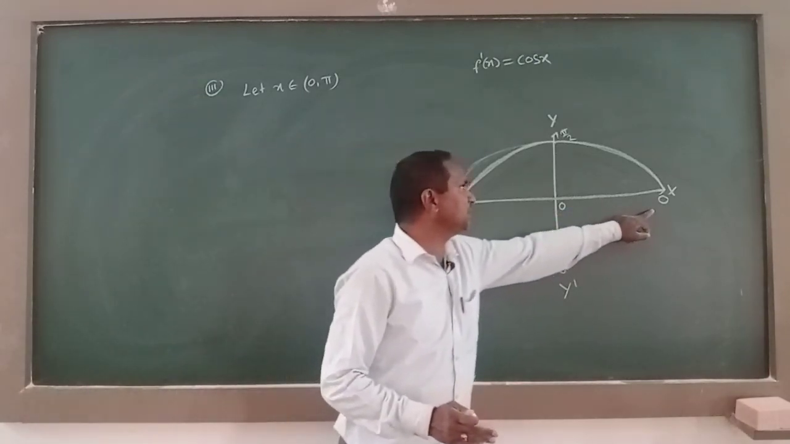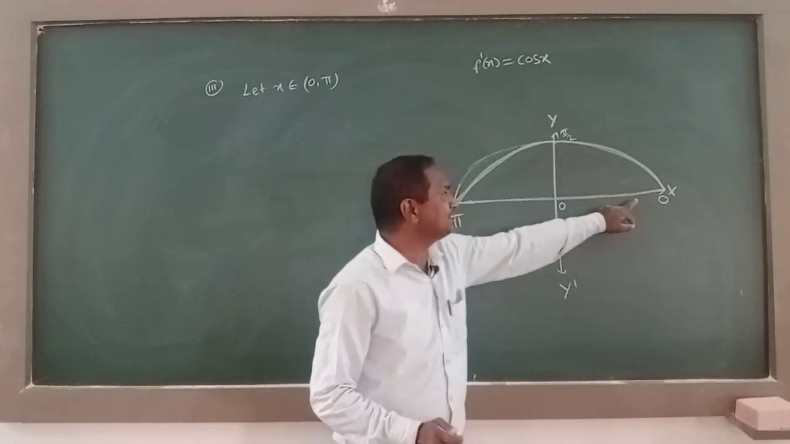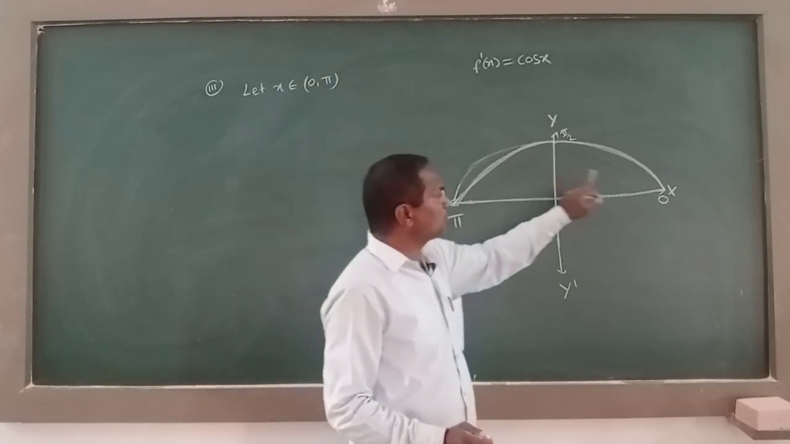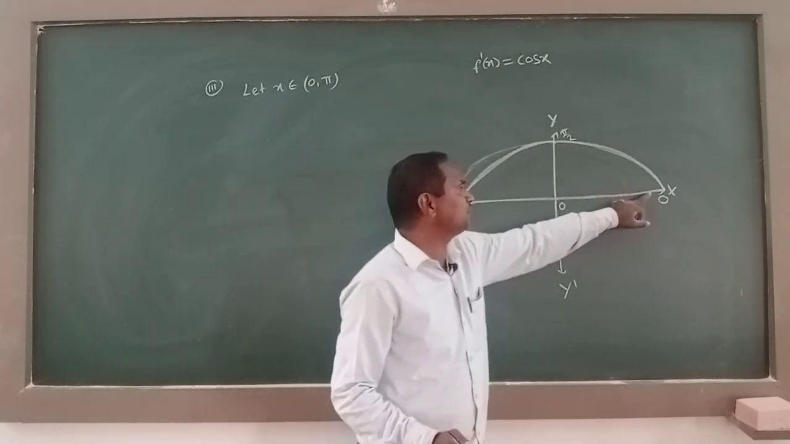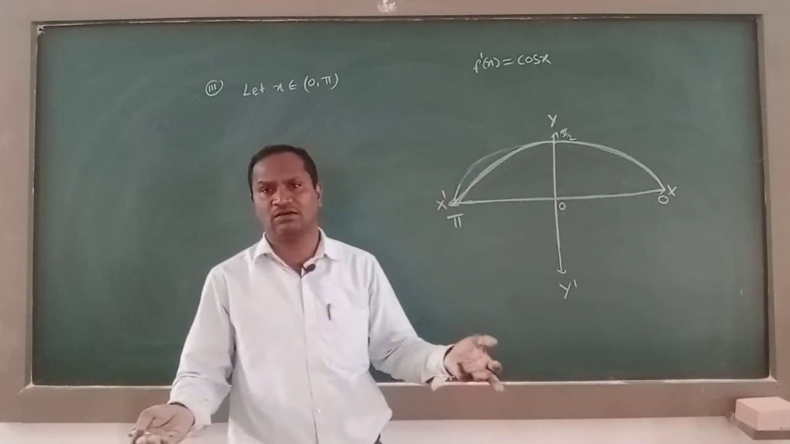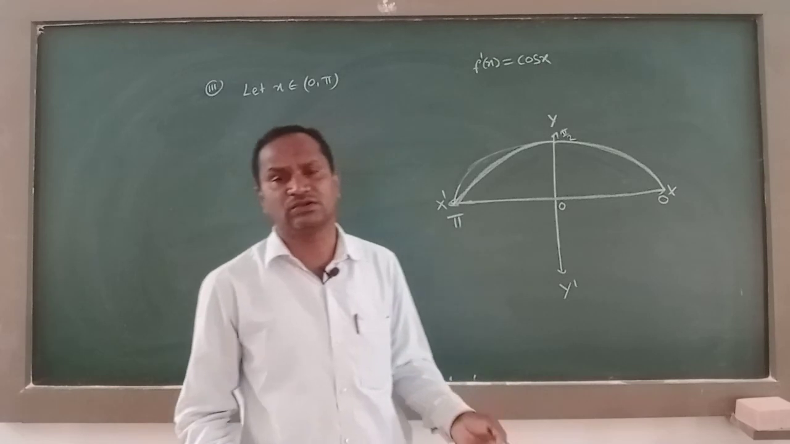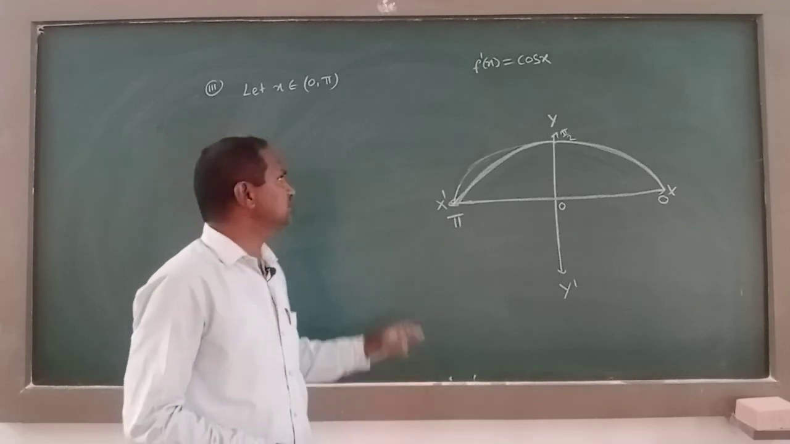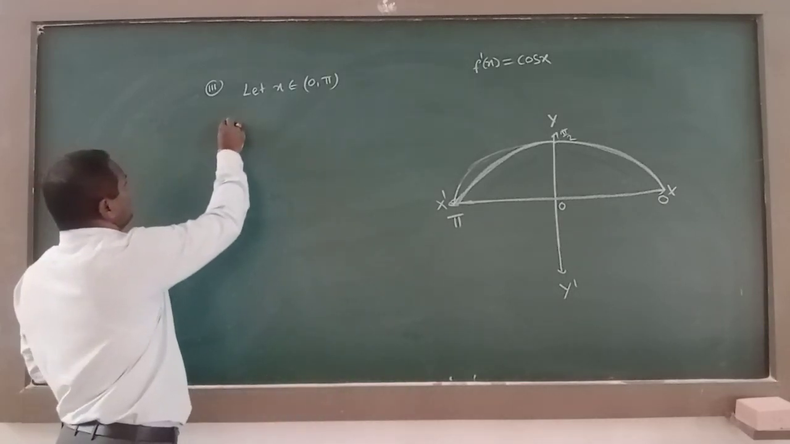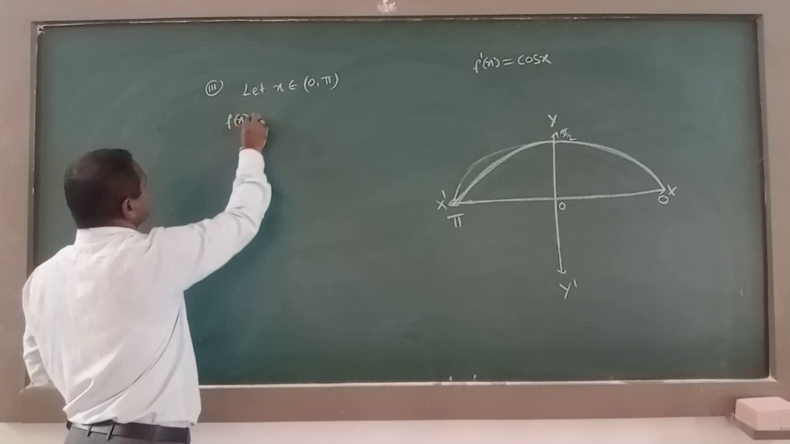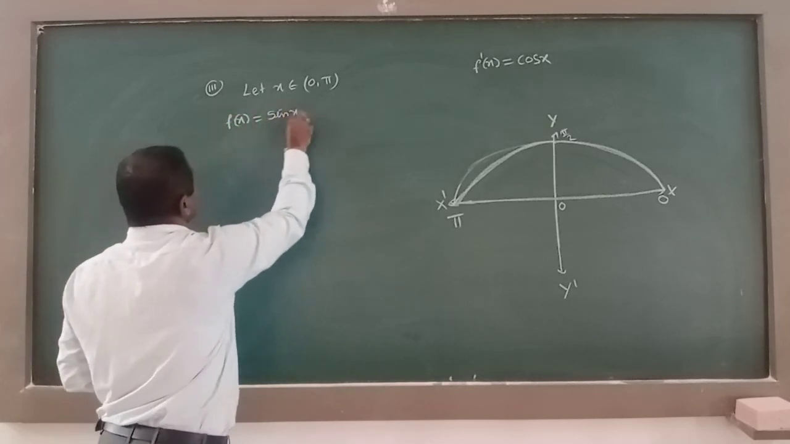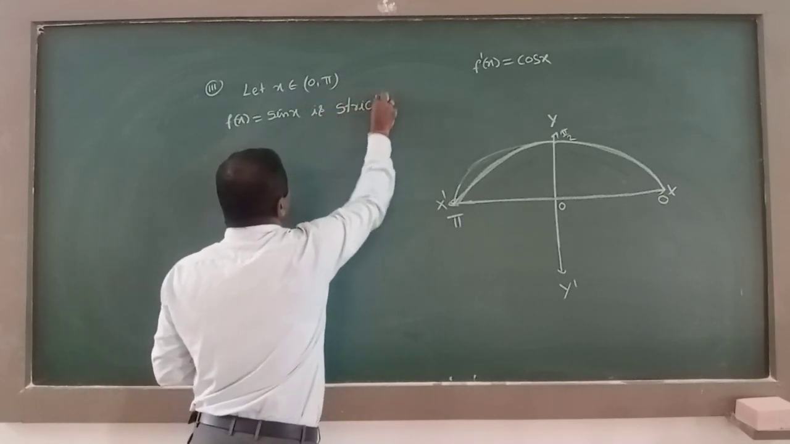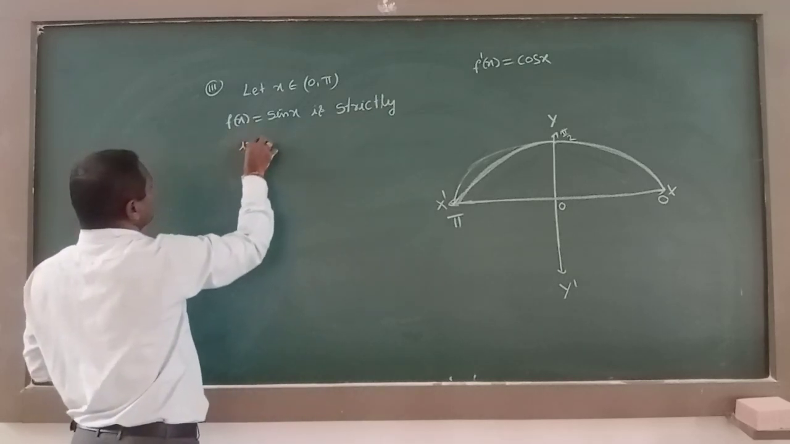See, the half interval 0 to pi by 2: in this interval it is increasing, but in the other interval it is decreasing. If you want the answer for the total interval, we can't tell. It is not increasing, it is not decreasing. That's what we can tell: the given function is neither increasing nor decreasing. How? I will show you. The given function f of x is equal to sin x is strictly increasing.